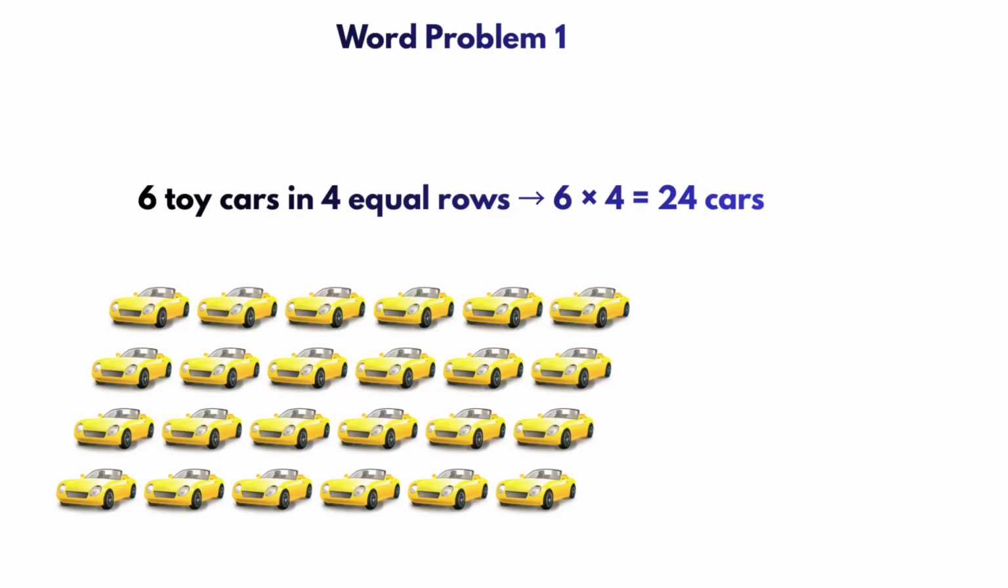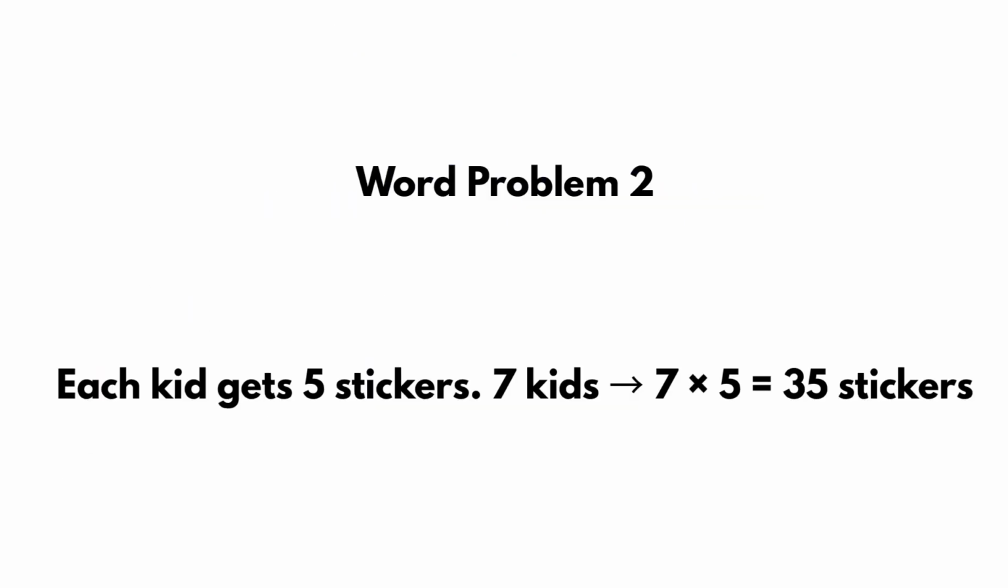So we will count all the number of cars. How many cars do we have now? 24 cars. Okay. We have a second word problem. Each kid gets 5 stickers. So 7 kids multiply 5 gives us 35 stickers.